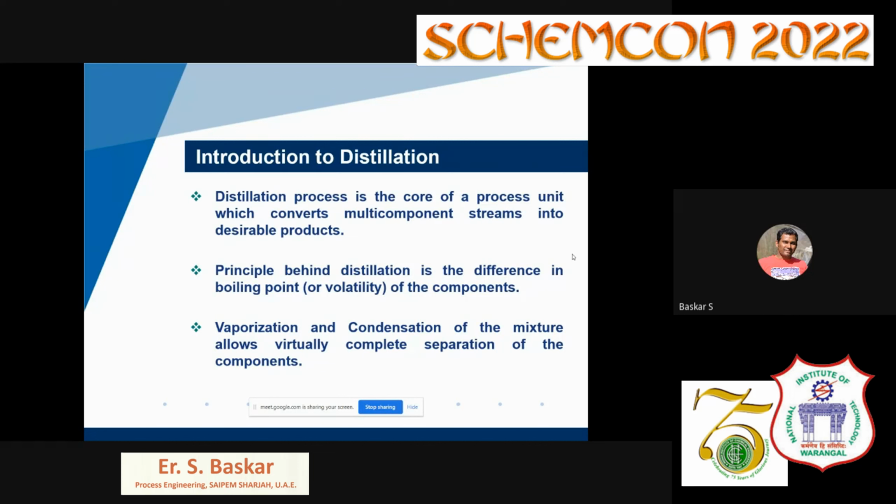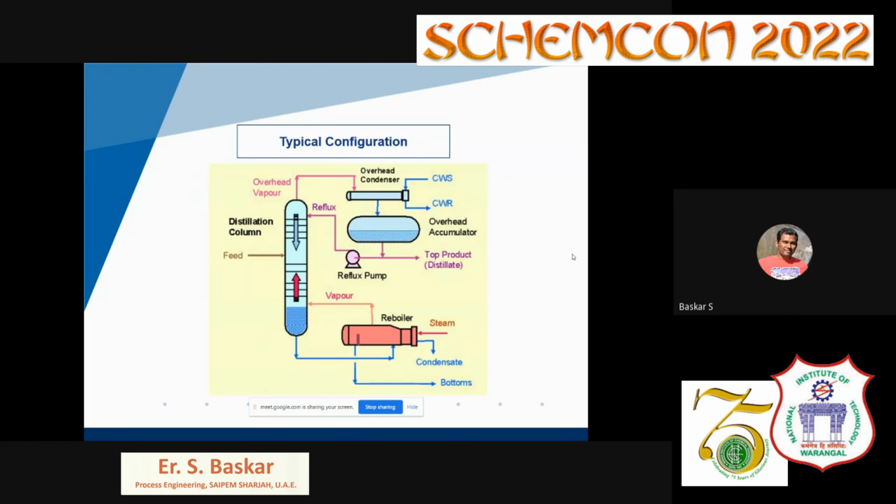The principle behind distillation is the difference in the boiling points of the components. Since the feed has multiple components, each with a different boiling point, the components will be split into the desirable products based on those boiling points. This can be achieved by repeated evaporation and condensation of the mixture, which allows complete separation of the components. I hope everybody understands distillation. I hope you have already studied it in academics, or I can explain a little bit more.